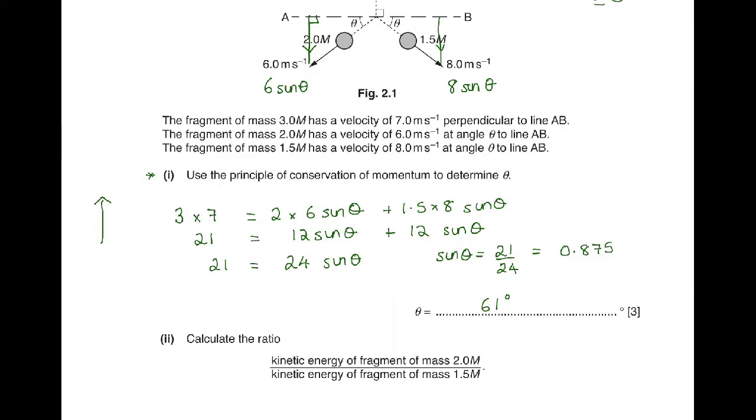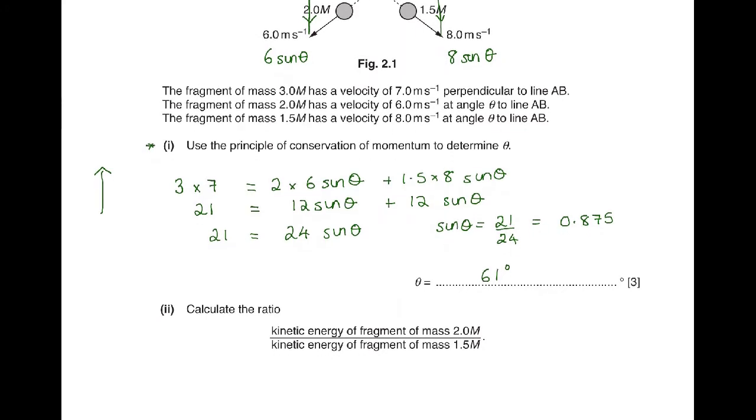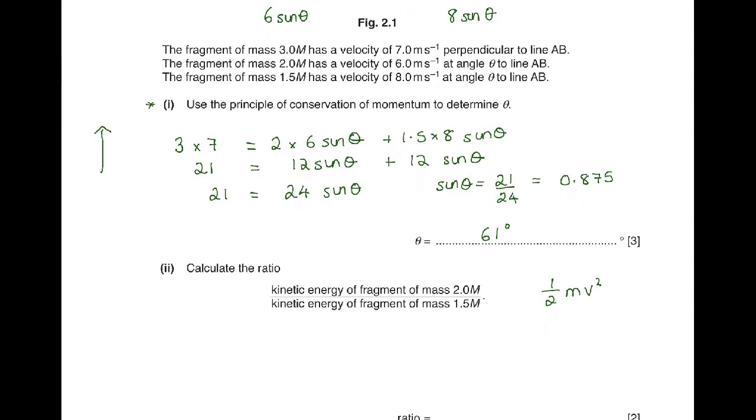Okay, the next part asks us to work out a ratio of kinetic energies, which is really a straightforward thing to do. Kinetic energy, we know we can find using half mv squared. So if we do that for those two pieces and find the ratio of them.